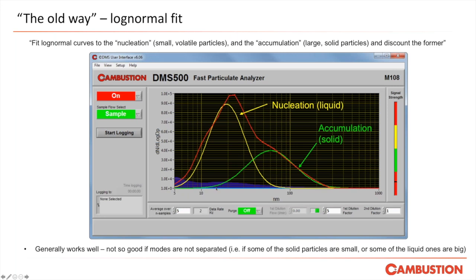It does not work so well if these peaks are very close together. So if the accumulation mode is very small, or if the nucleation mode is very large. And sometimes they're even mixed up in reality. The real world doesn't fall neatly into log normal distributions. So that served us reasonably well, but it can be improved.